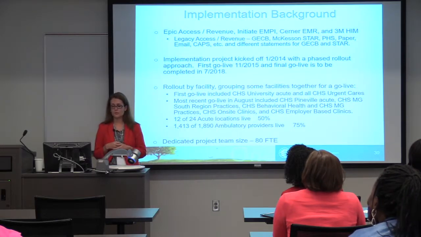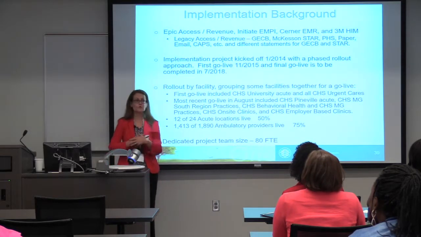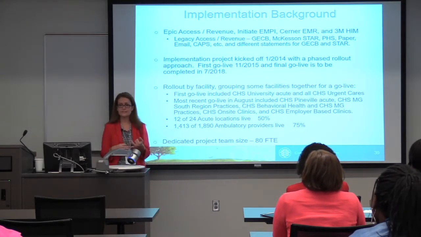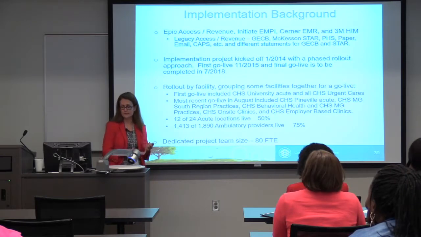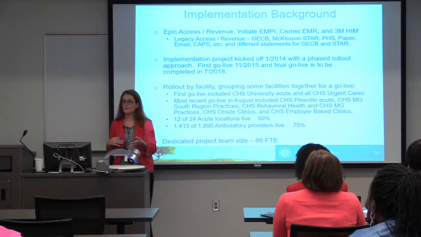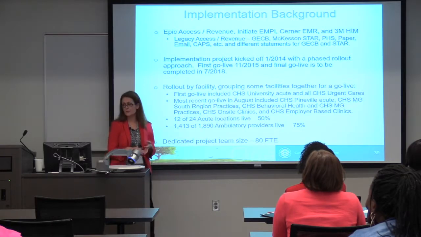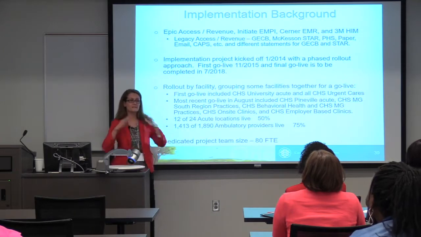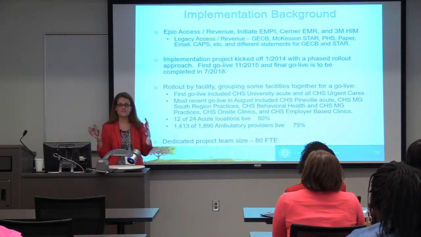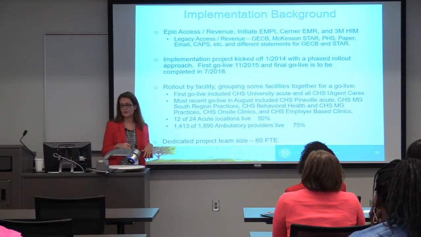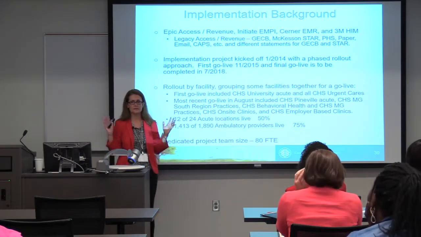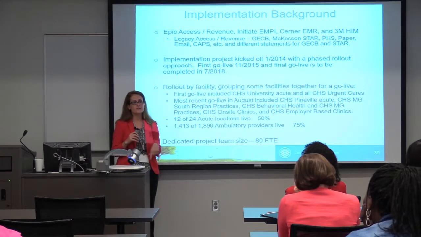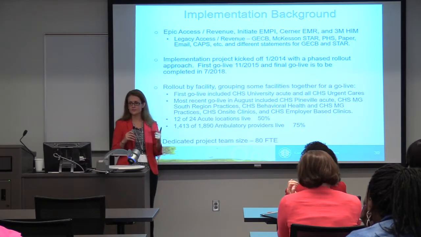And what we did was we replaced our legacy RevAccess systems, and we had a whole slew of them. People used GECB from an ambulatory practice perspective. We had McKesson Star, we had Pathways Healthcare System, we had paper, email, CABS, which was a homegrown system. Everybody across the organization was doing a lot of different things in a lot of different applications. With our Epic implementation, we were able to get rid of all of those and have one single application to do everything for us, which is awesome.